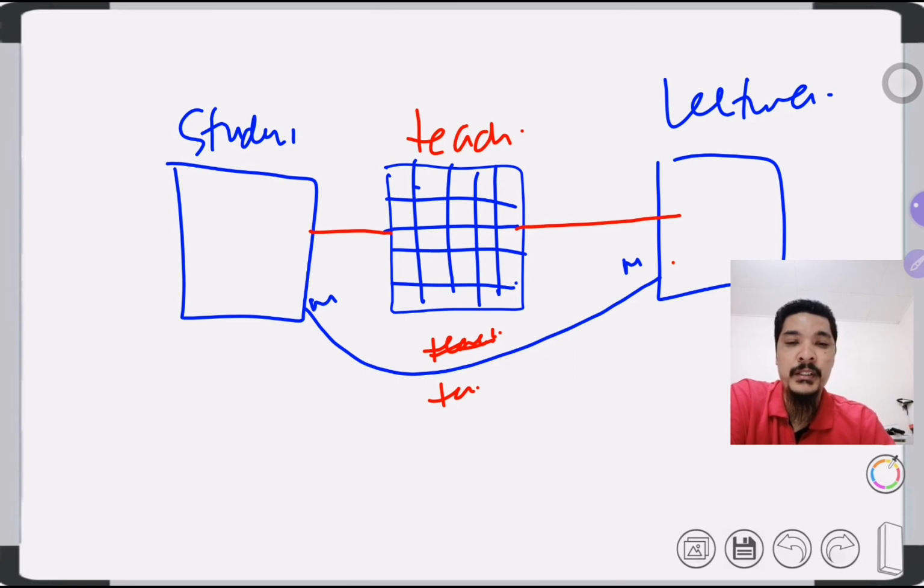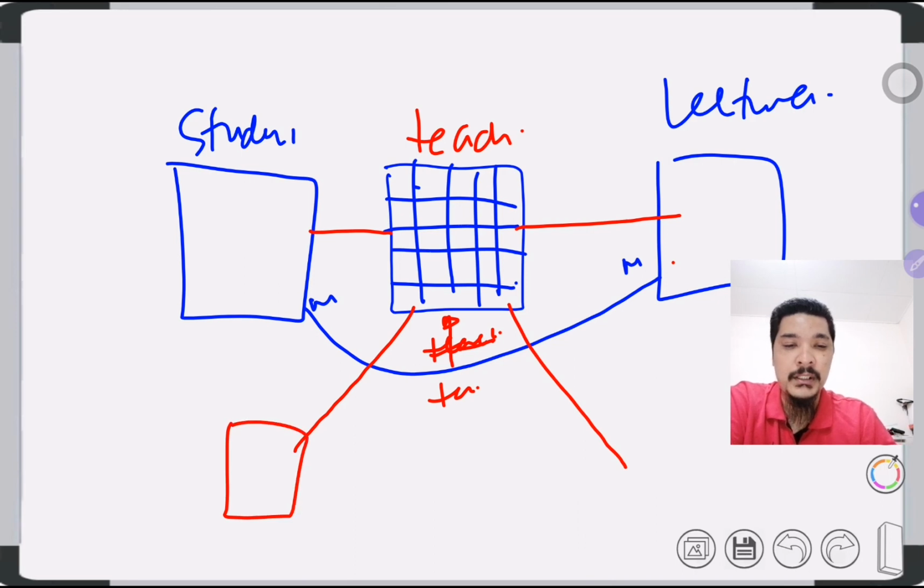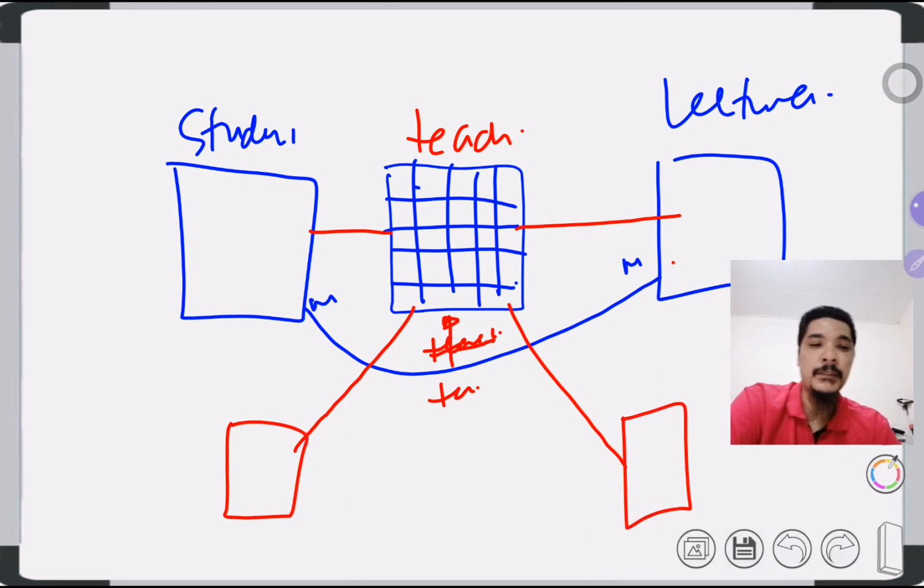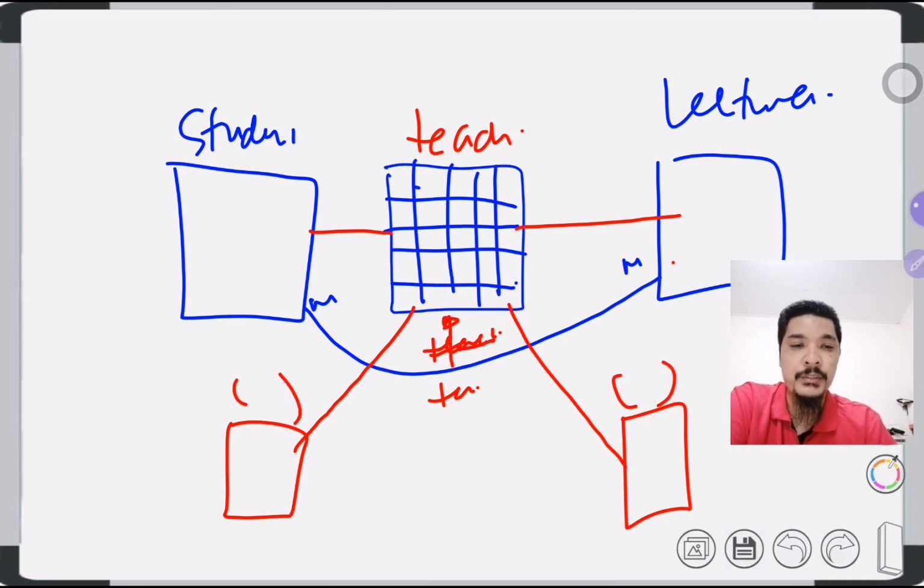When we talk about many-to-many, at the end of the day we will create a bridge table here, and then maybe there's another table here, something like this. So teach is also the bridge for this table. It doesn't matter whatever the names of these tables are, I just want you to imagine. In these situations, teach is actually the connecting table.